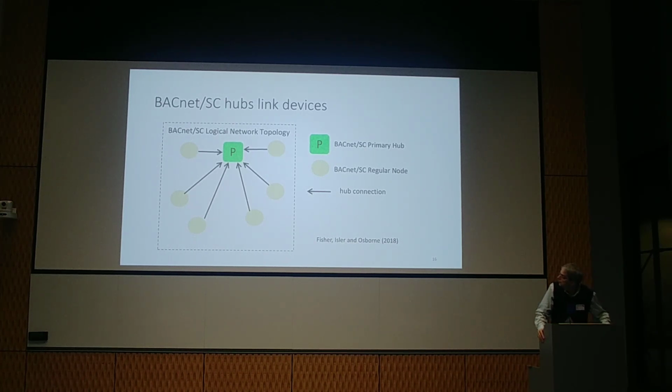So how does this work? Each of the BACnet devices in a BACnet SC network are required to make a connection using TLS and WebSockets to the primary hub. Once they've made that connection and have been authenticated by the hub, then they're allowed to send messages through that hub, either broadcast messages or messages to other specific devices.